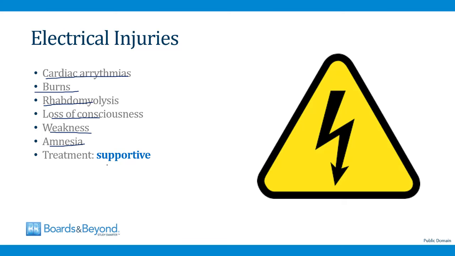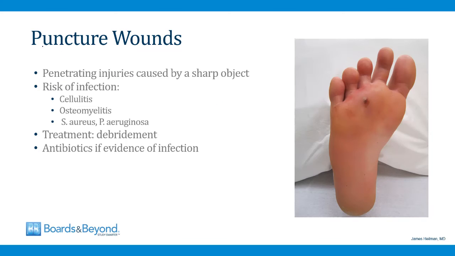And there's no specific treatment for electrical injuries. The treatment is supportive. Usually the electrical damage occurs very quickly and then the electricity is cut off. So when you're evaluating the patient, your role is mainly to identify these types of injuries and treat what you find. Let's talk about puncture wounds.